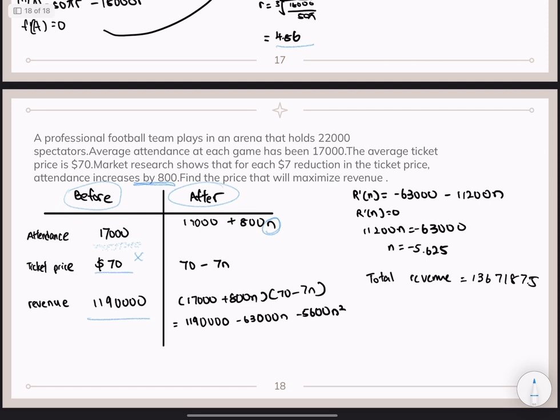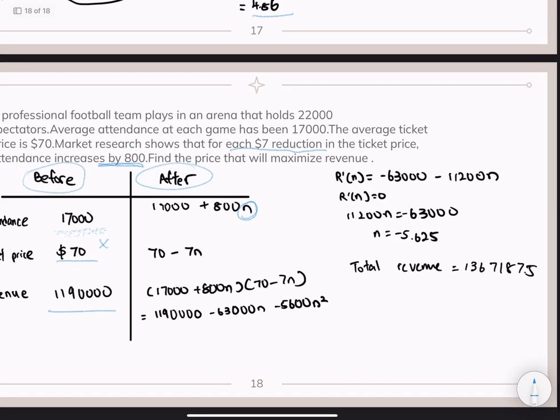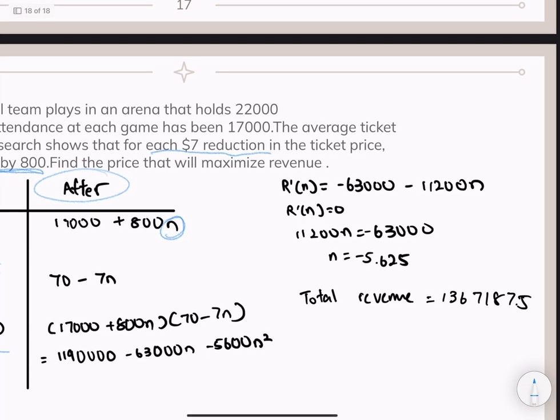And then the ticket price is, for each $7 reduction, the original price minus 7n. So firstly, we need to take the derivative of the equation, so it will become negative 63,000 minus 11,200n. And then we set the derivative equal to 0, so we can get n equal to negative 5.625.